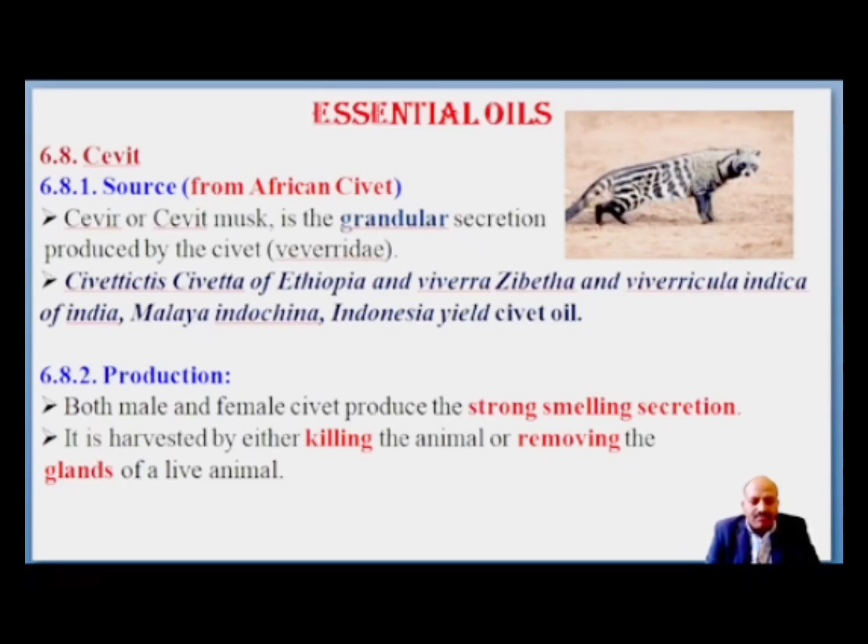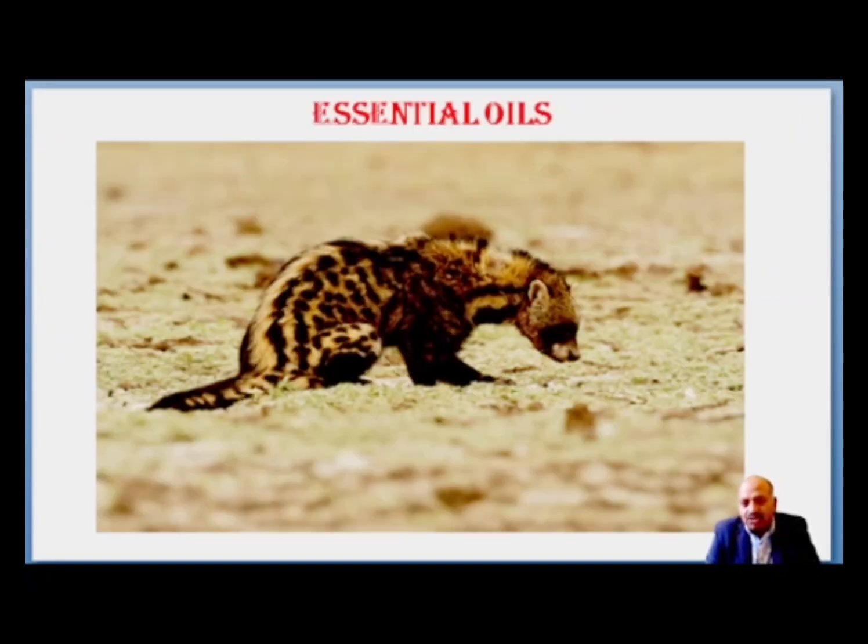Production: both male and female civets produce the strong smelling secretion. It is harvested by either killing the animal or removing the glands of a live animal. You can see the civet glands are present in the anal area, and they are used to attract the female or male for the mating process. So both males and females have the strong smelling secretion that can be removed, or the animal may be killed to get the civet oil. This is a picture of the African civet animal.